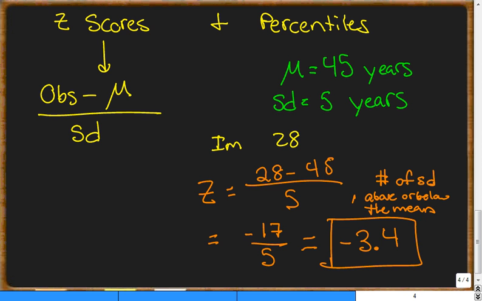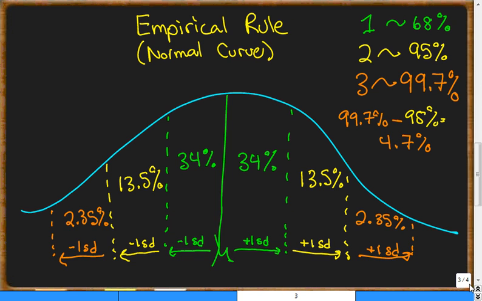Now, obviously, the negative indicates that I am below the mean. Okay? Positive would mean that I'm above the mean. And then the number here is how far above or below it I am. What's important here is that this number will correspond to the normal curve the same way that it would if it was a positive. It's that far away. So a positive 3.4 would be all the way over here.